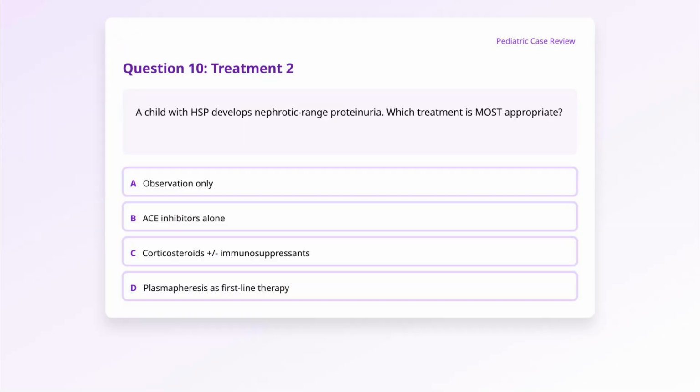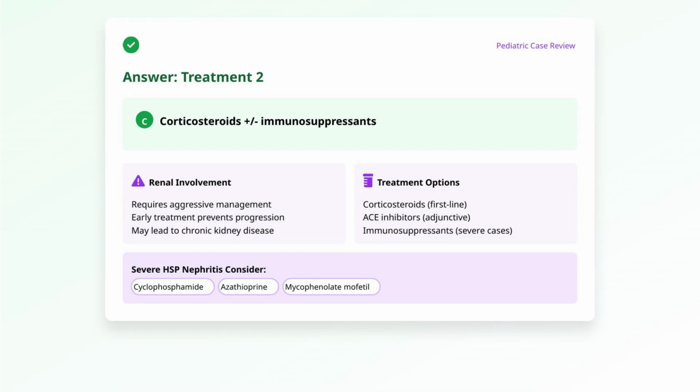A child with Henoch Schönlein Purpura develops nephrotic range proteinuria. Which treatment is most appropriate? A. Observation only. B. Angiotensin-converting enzyme inhibitors alone. C. Corticosteroids with or without immunosuppressants. D. Plasmapheresis as first-line therapy. The correct answer is C.